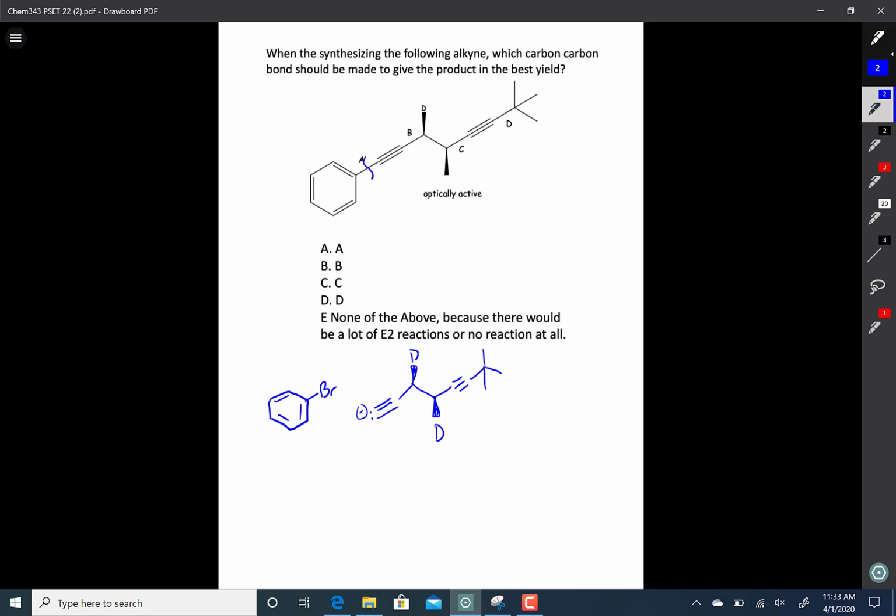Then we have to decide, is this reaction feasible? Well, we have a good nucleophile, so it can do SN2. It's also a strong base, so it can do E2. That, on the other hand, is an sp2 carbon. Bromines attached to sp2 carbons don't really do SN2 reactions. This gives no reaction. So bond A is not the bond we want to try. So that takes care of A.